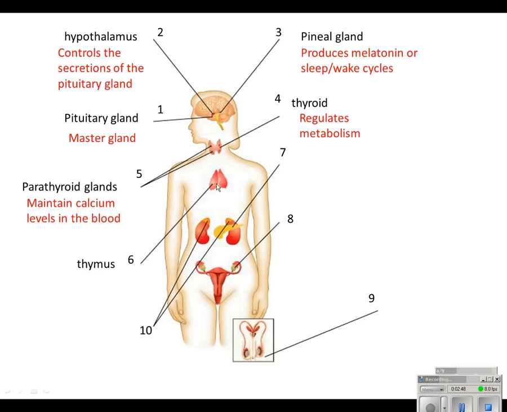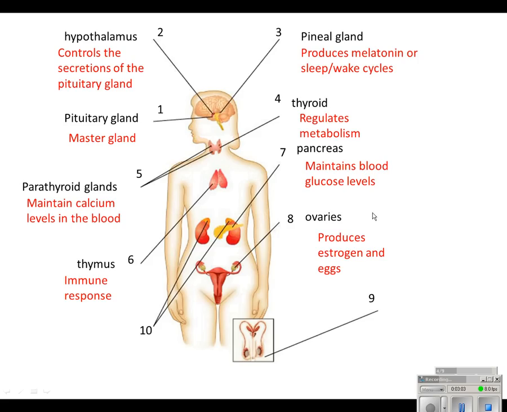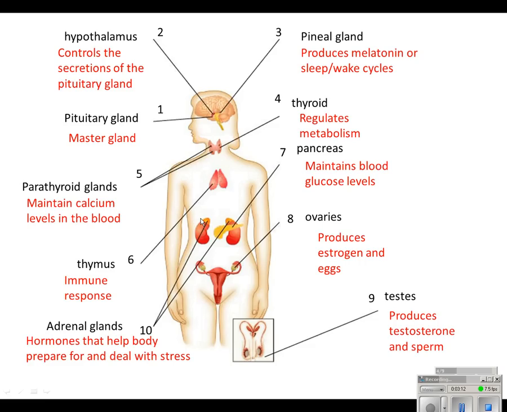Then we have the thymus gland, and that's going to be part of the immune system. The pancreas, which is going to maintain blood glucose levels. The ovaries, which are going to produce estrogen and eggs, and of course in males you have the testes, which are going to produce testosterone and sperm. And the last one we're going to talk about right now is the adrenal glands, which are located on top of the kidneys, and those are going to secrete hormones that help the body prepare for and deal with stress, just like we talked about with the fight or flight response.